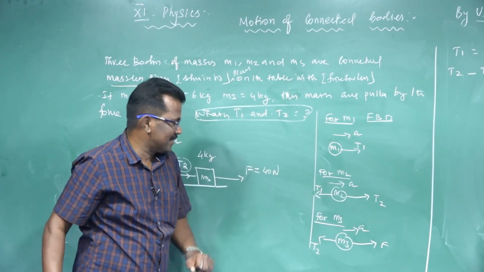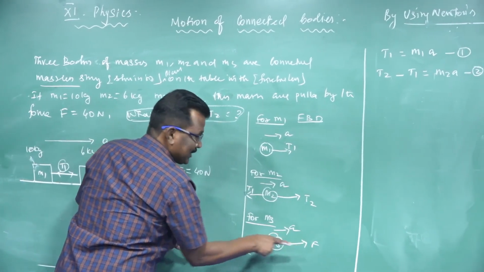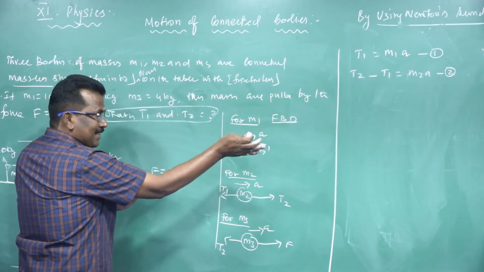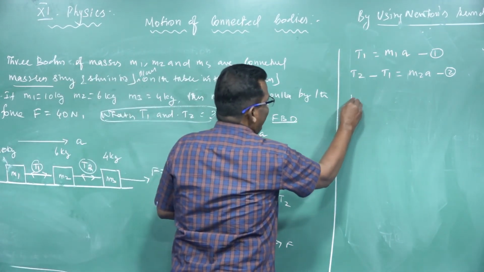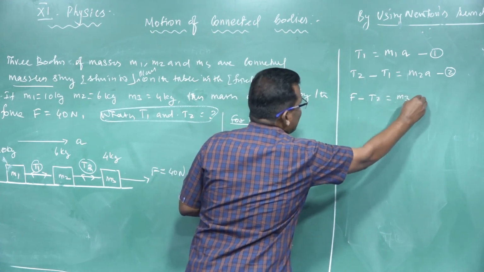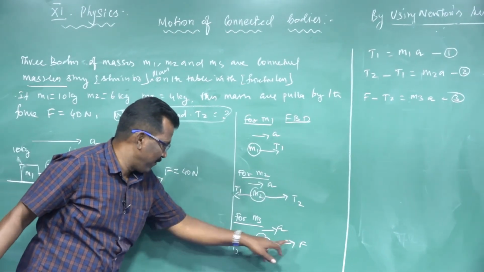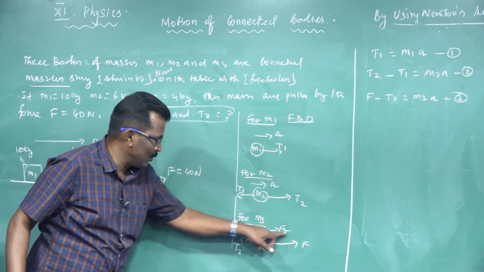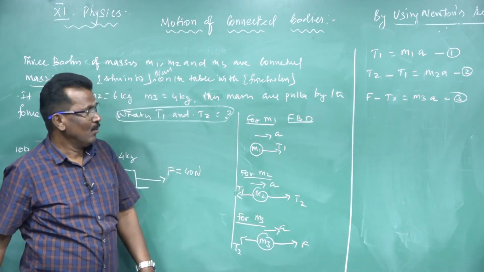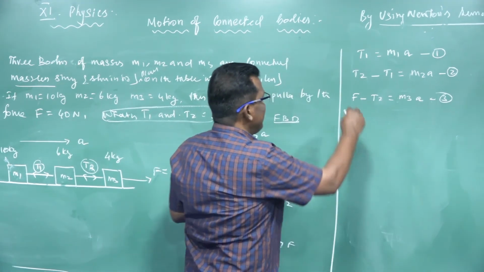In the case of mass m3, net force F acts along positive x-axis, T2 acts in the opposite direction, acceleration along positive x-axis. So F minus T2 is equal to m3a, equation number 3. Okay, by using this, now we are going to calculate T1 and T2.